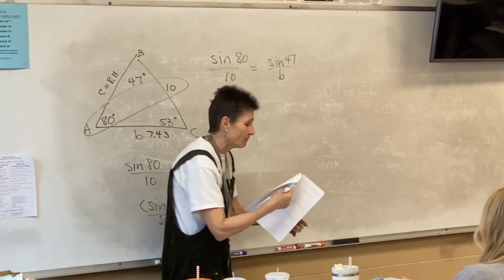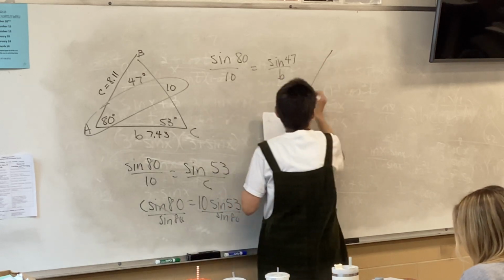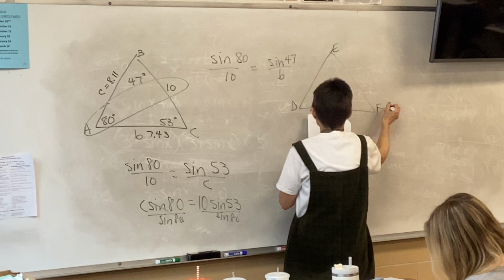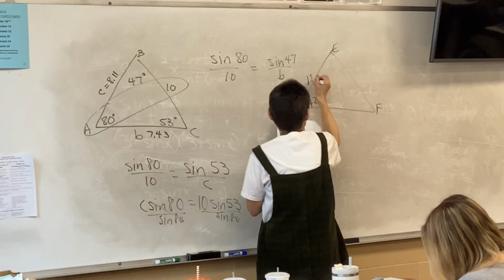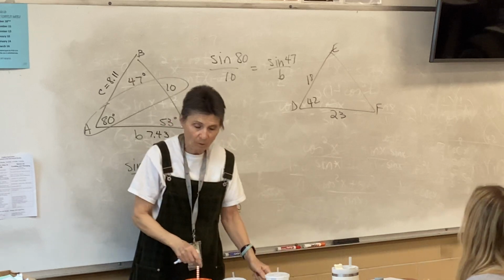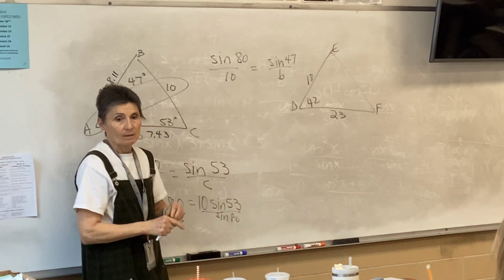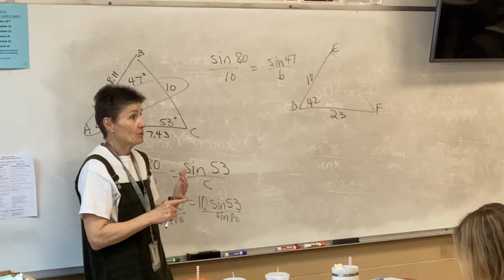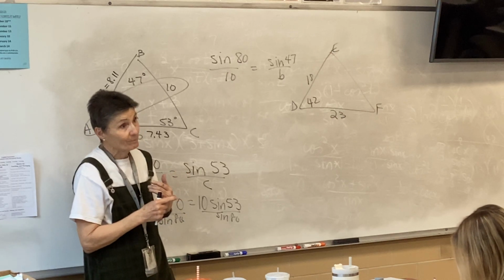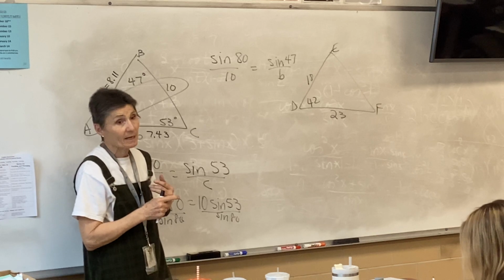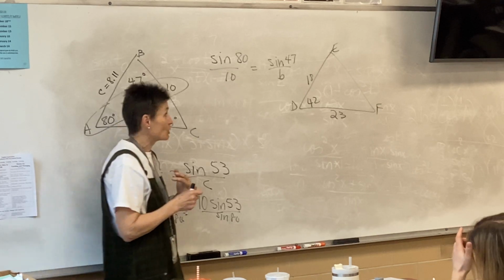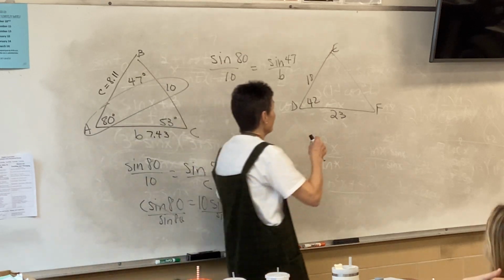Problem 2, or B. Another solve the triangle problem, but this one is a little bit different. Why is this one a little bit different from the one we just did? Not only do I only have one angle measure, but I do not have a pair. And if I don't have a pair, then I'm not using the law of sines. So this is going to have to be a law of cosines problem.